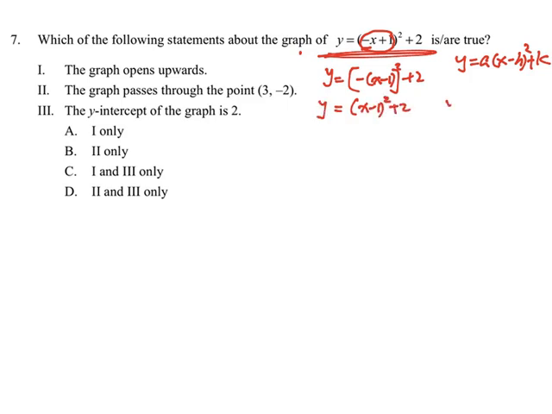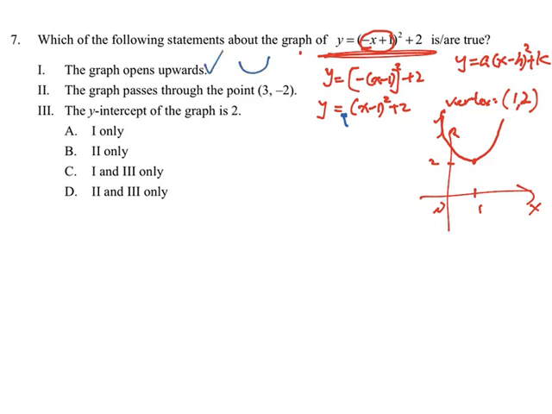So you can see the vertex is 1 and then 2. So the graph is about 1 here, 2 here. It's about like this. So we can see statement 1, open upward. Yes, it is open upward because this one is positive. So positive, smile face like this. So it's correct.